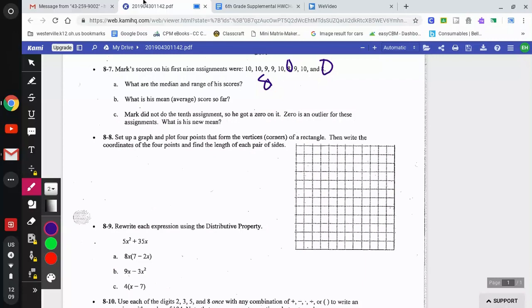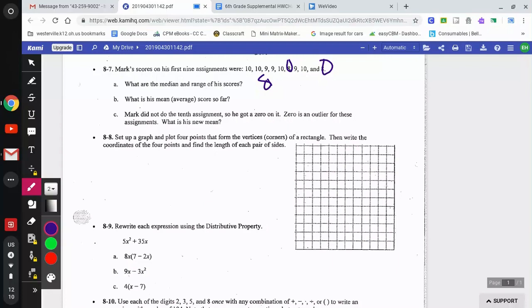All right, tonight's homework, 8-7 through 8-11. First question, Mark's scores on his first 9 assignments were a 10, 10, 9, 9, 10, 8, 9, 10, and 8. Part A asked you for the median and the range.